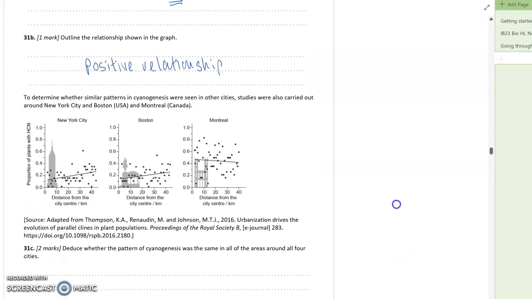Okay, so now we're going to look at some other cities. We've got New York City, we've got Boston, and we've got Montreal. If you look at New York City, you can see there's also a positive correlation. In Boston, there's also a positive correlation, whereas in Montreal, it seems to be a more negative correlation.